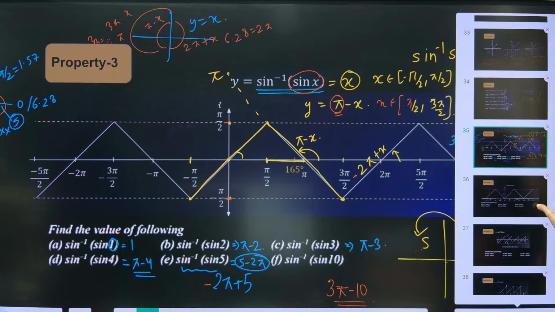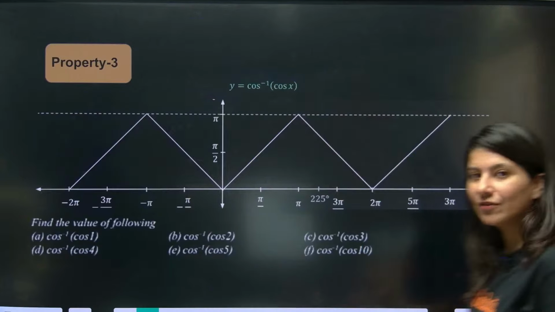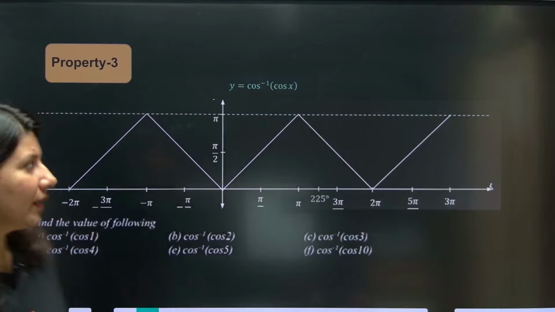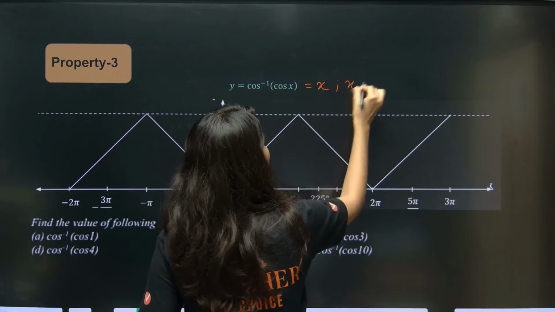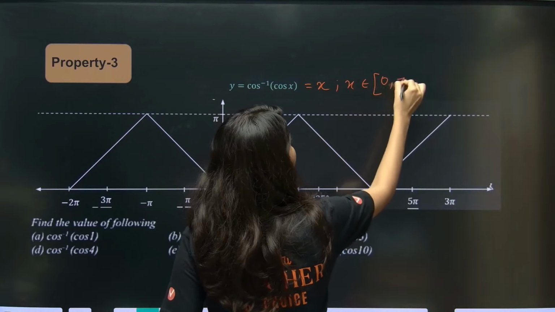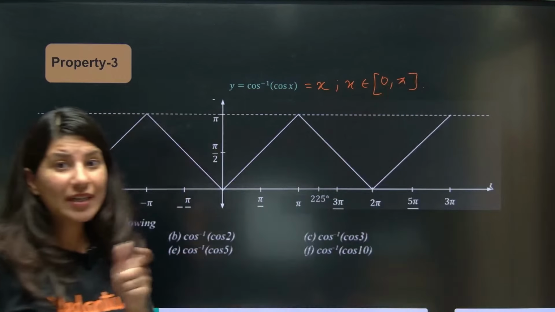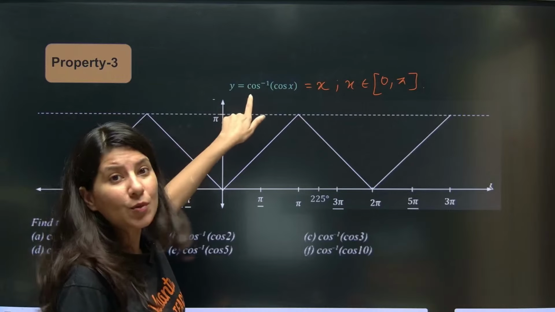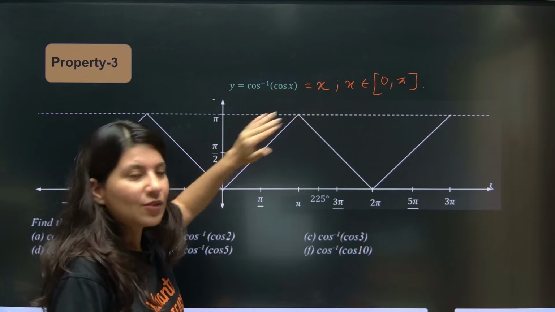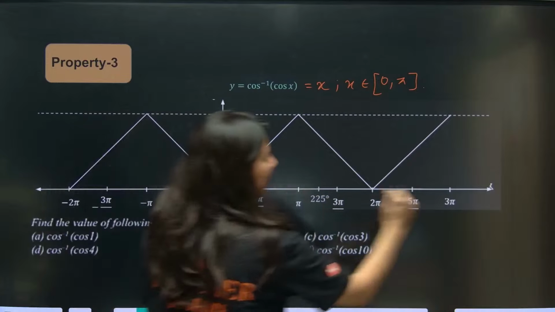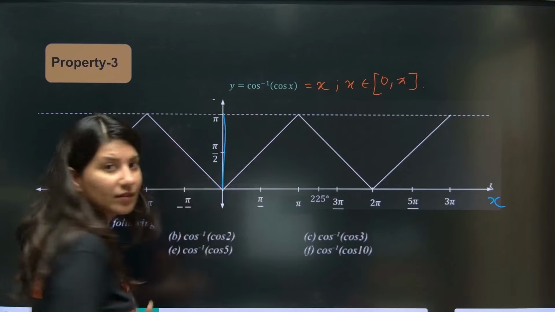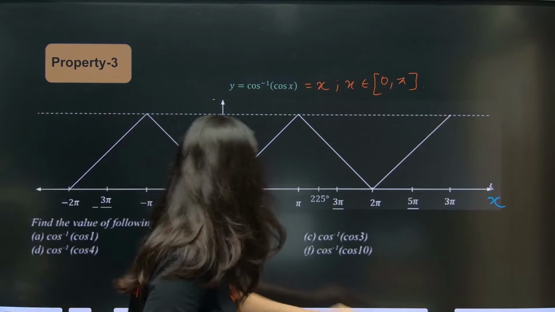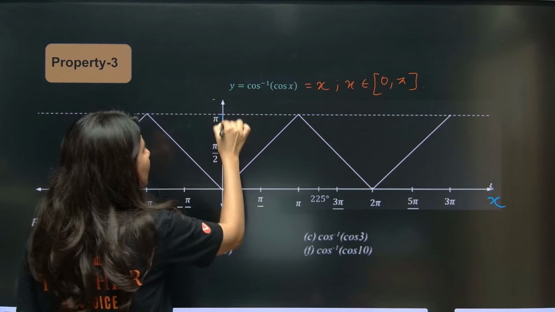Ready for cos inverse cos x? Cos inverse cos x will be equal to x for x belonging to 0 to pi. Because in cos inverse, understand, what is the output of cos inverse? 0 to pi. So the x-axis is all angles, and the y-axis will be 0 to pi over here. This is how you have to plot the graph.